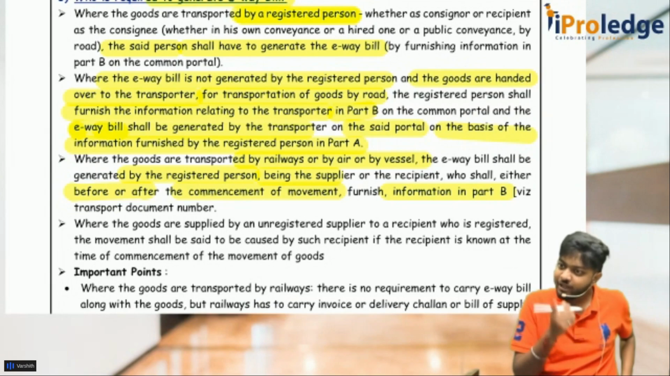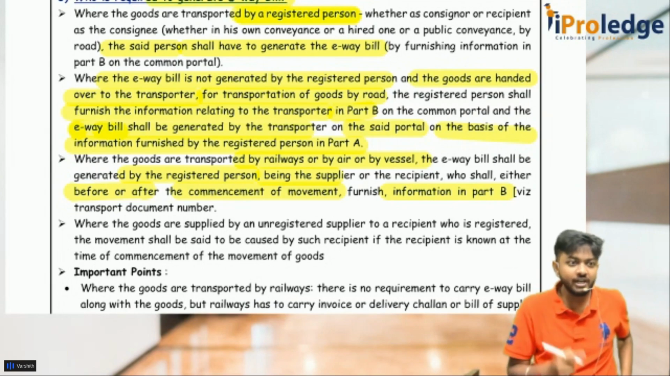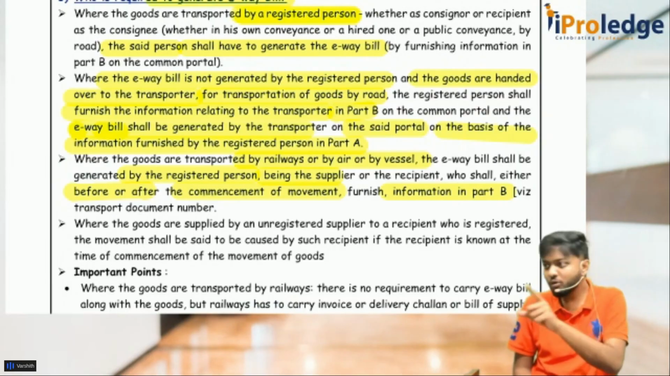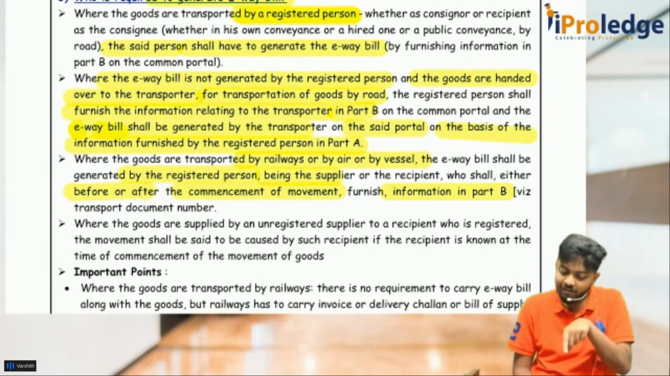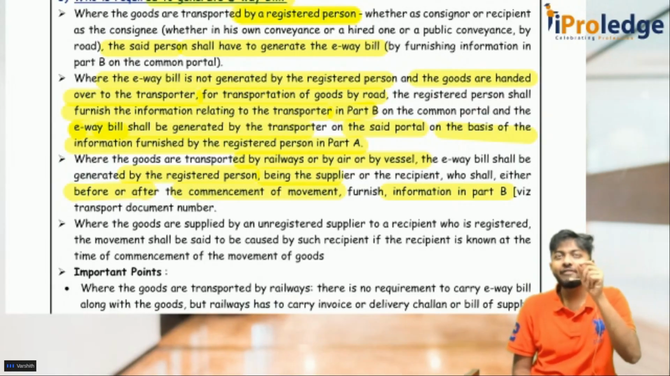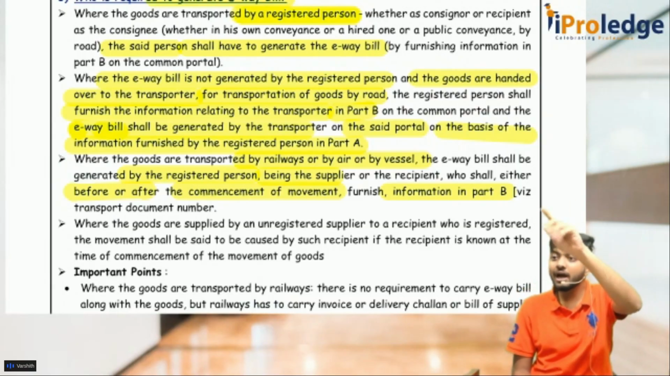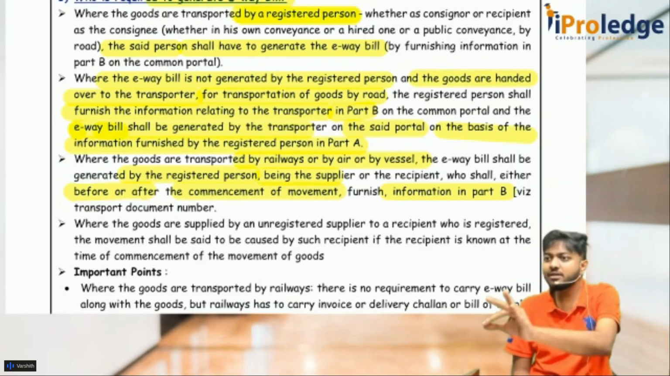Earlier, in case of road, they very clearly told that the e-way bill should be generated before the movement of the goods. But for railway, air or vessel, they are telling that the e-way bill can be generated later. Guys, when can I say that the e-way bill is generated? When part B of the e-way bill is completed. Then only I can say the e-way bill is generated.